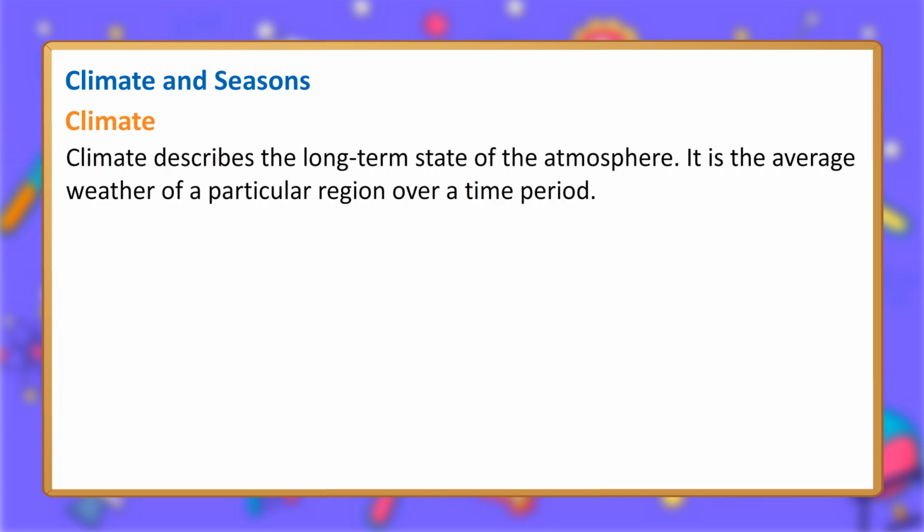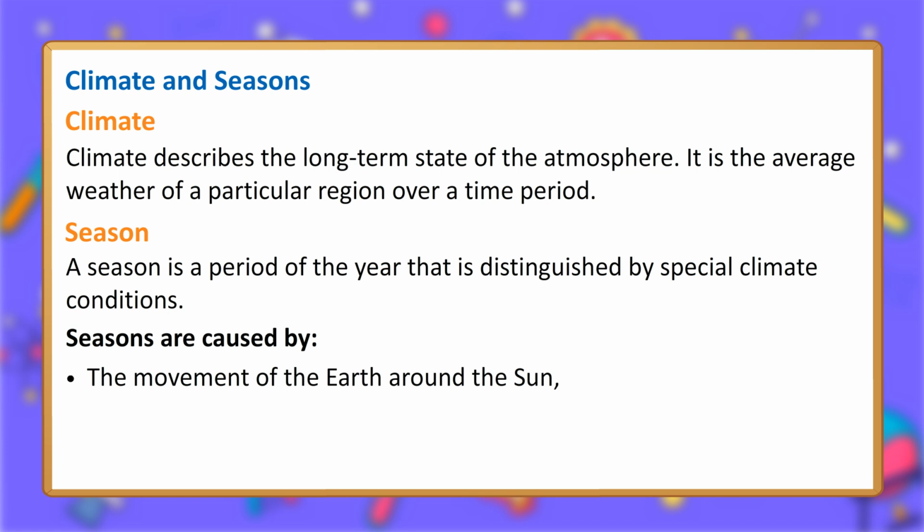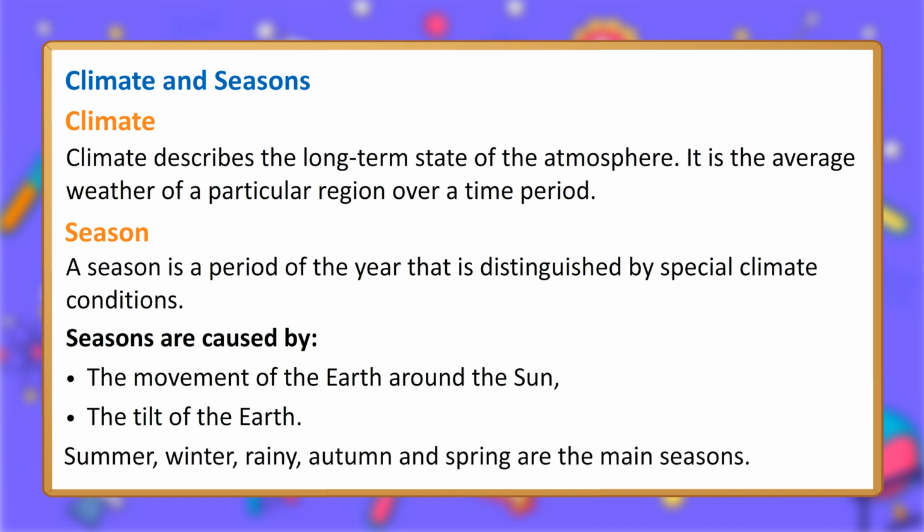Climate and seasons. Climate. Climate describes the long-term state of the atmosphere. It is the average weather of a particular region over a time period. Season. A season is a period of the year that is distinguished by special climate conditions. Seasons are caused by the movement of the earth around the sun, the tilt of the earth. Summer, winter, rainy, autumn and spring are the main seasons.